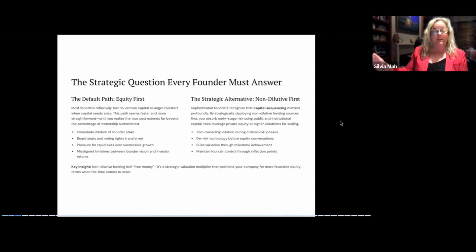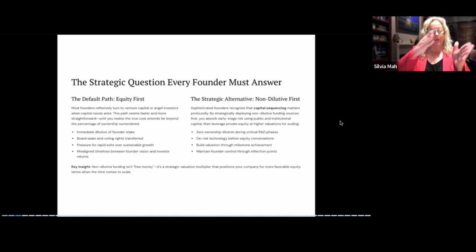Now, the strategic alternative that we're talking about today is non-dilutive first. So thinking about capital sequencing of the non-dilutive funding: grants, money that's coming in that is not tied to equity. So zero ownership dilution during critical R&D phases, that's research and development phases, is really important. You don't want to waste all of your equity on the research and development phase.